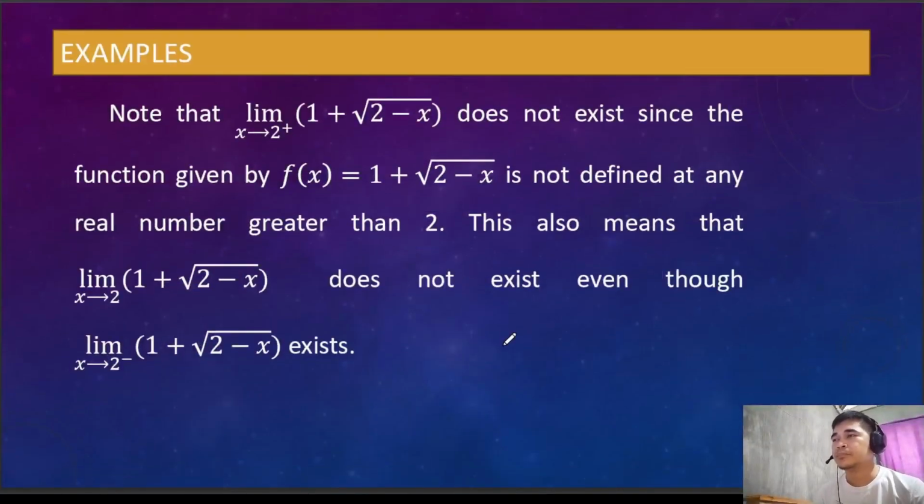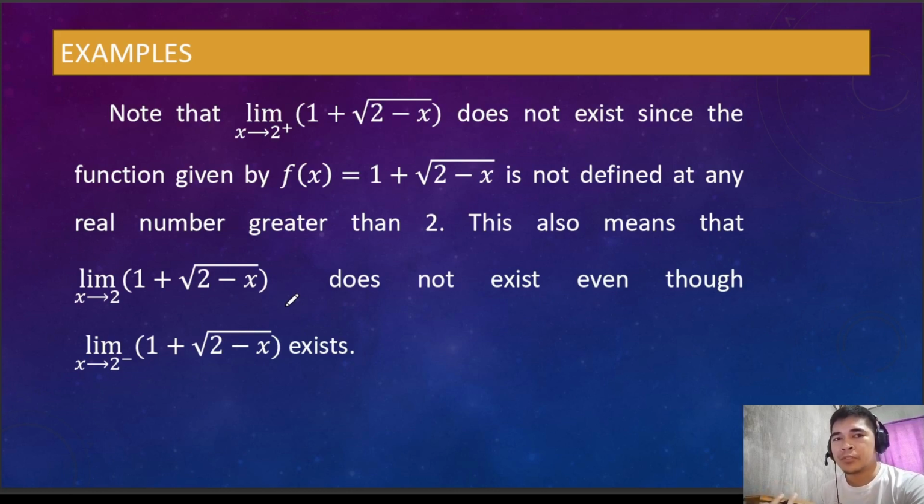Example. Note that based from the example a while ago, the limit of 1 plus square root of 2 minus x as x approaches 2 from the right side, meaning greater than 2, does not exist. Because if you substitute 2 point something, for example x greater than 2 from the right side, so 2.5, 2 minus 2.5 we get negative 0.5. So the square root of negative 0.5 does not exist. It is equivalent to i. Okay? So the limit as a whole from the right hand of this expression does not exist, since the function given by f of x equals 1 plus square root of 2 minus x is not defined at any real number greater than 2.